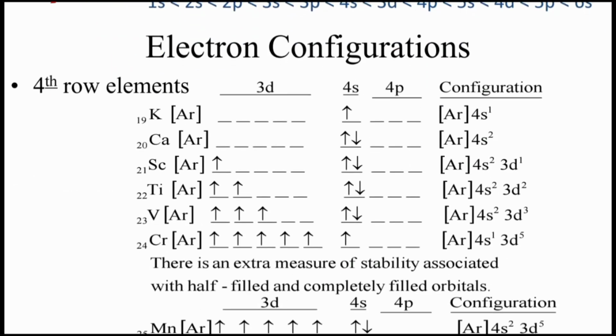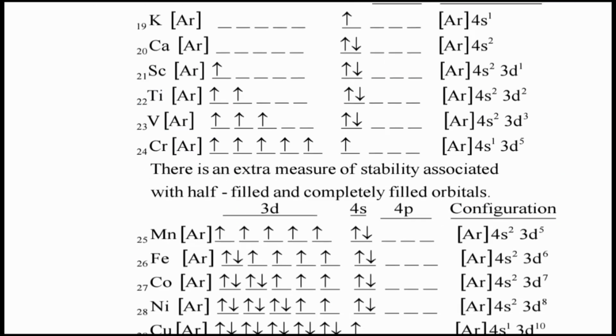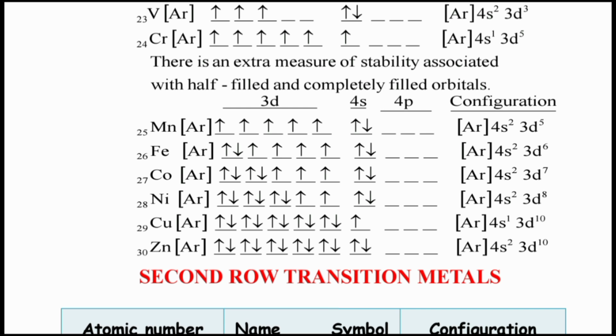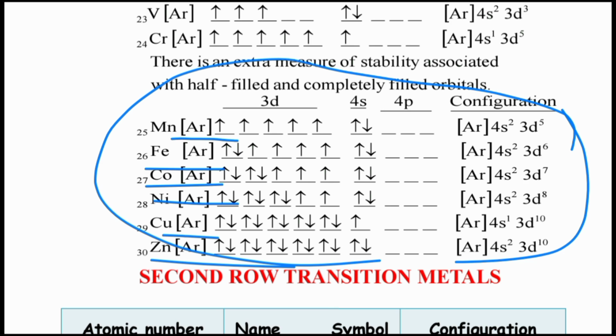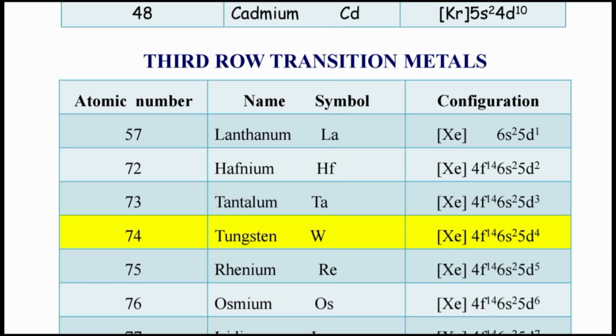Electronic configuration of potassium: here 4s1. These are scandium, titanium, vanadium, chromium, the transition metals, and this is the electronic configuration of these elements. Then manganese, iron, cobalt, nickel, copper, and zinc. Here is the electronic configuration of all these elements.